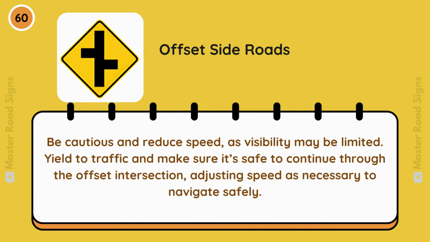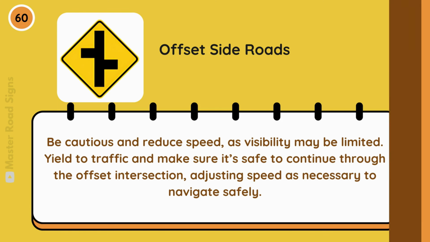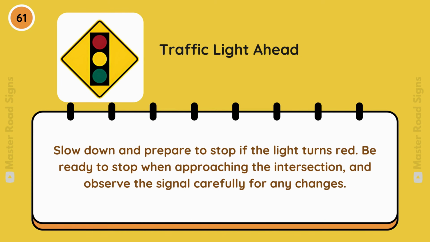Offset side road sign. Drivers should be cautious and reduce speed, as visibility may be limited. Yield to traffic and make sure it's safe to continue through the offset intersection, adjusting speed as necessary to navigate safely. Traffic light ahead sign.